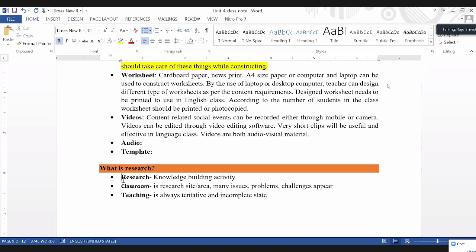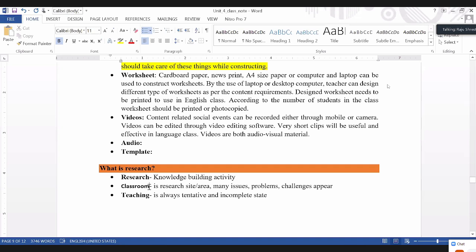Simply we understand research is a knowledge building activity. New things are discovered through research. It is the process of finding out new information, new knowledge, a new idea through research activities. So research is simply understood as a knowledge building activity, an information creating activity, through research.